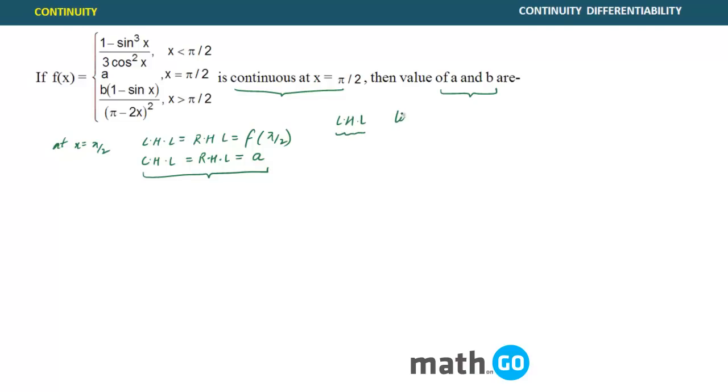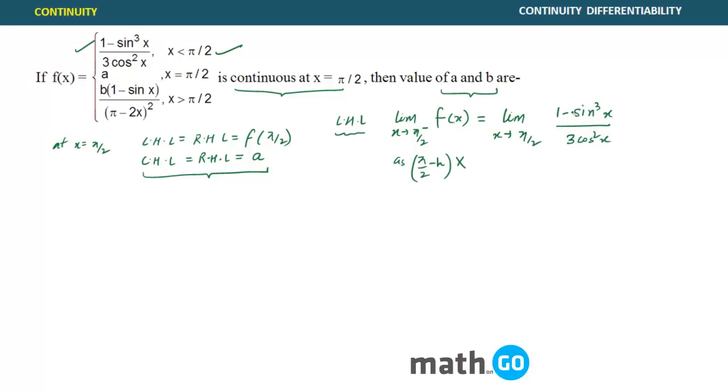So LHL would be written as the limit as x approaches pi by 2 minus, that is, you are approaching from a value less than pi by 2. As a shortcut, since the function is split, what is the value of the function when x is less than pi by 2? You can easily say, sir, this is the value. So rather than solving this limit by putting pi by 2 minus h, you can skip this part and just directly put limit x approaching pi by 2 and put the value of the function which it will take. You can simply do this.